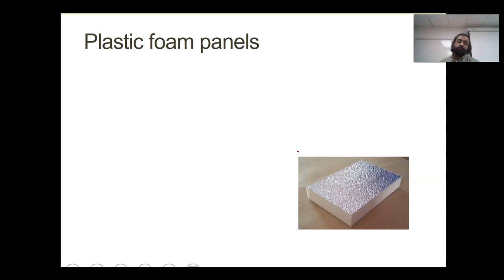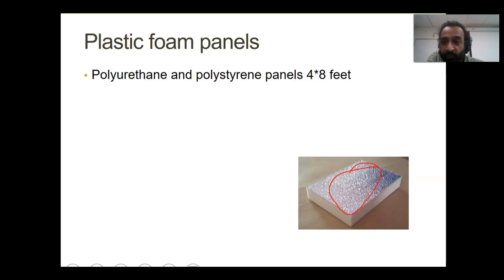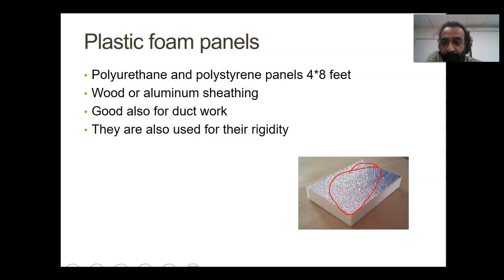Plastic foam panels. These were common for many applications for the longest time. They keep improving on those. Some of these surfaces are covered with Teflon, so it's non-stick. And those materials can be cut or pre-cut to be installed in places. That makes them very, very convenient. They have wood or aluminum sheathing and sometimes some barrier as well for moisture.